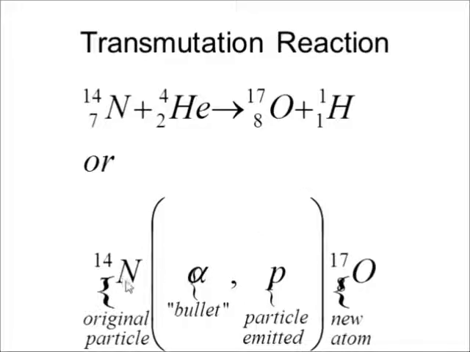And so here's just showing you how the different things work. Nitrogen, there's my alpha particle, which is the helium, and then what I get released is a beta particle, a hydrogen, and I end up with oxygen.